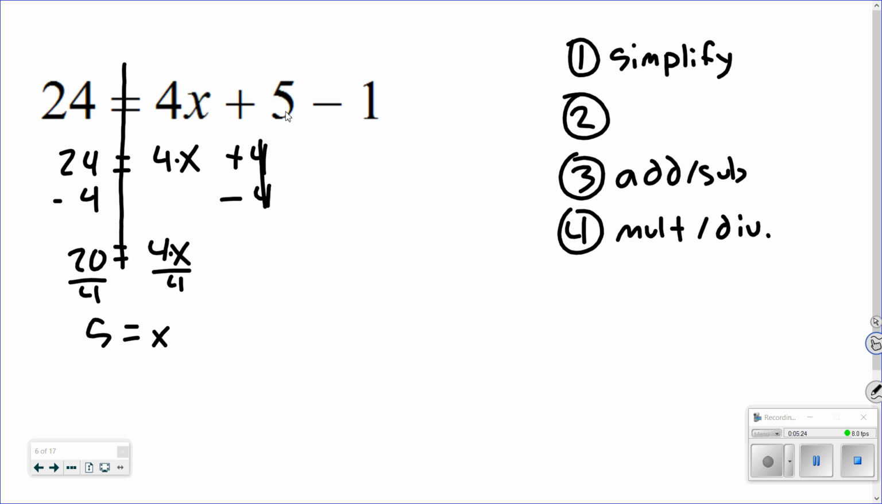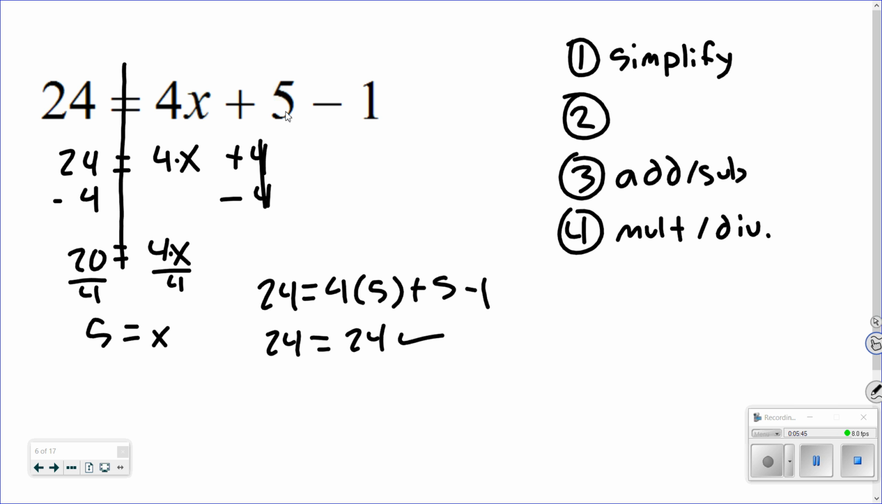Let's check and see if that works. So go back up to your equation, plug it in there. I have 24 equals 4 times 5 plus 5 minus 1. Okay, so let's try that. 24 equals, that'd be 20 plus 5 is 25. 25 minus 1 is 24. Okay, it checks off and makes the equation true. So there's my solution right there. X is equal to 5.